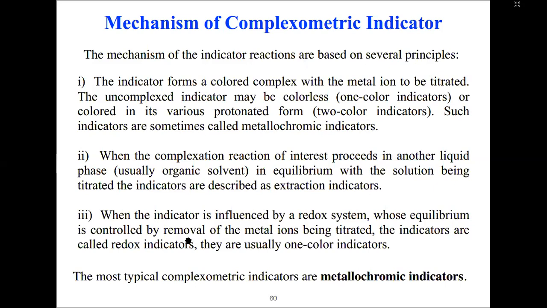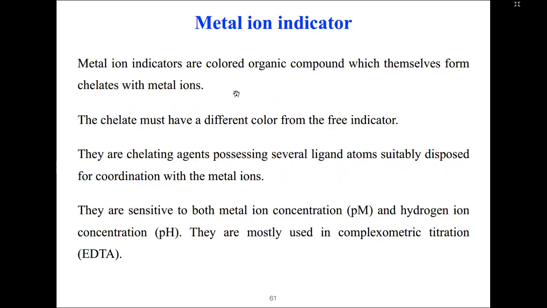So here we have shown three different mechanisms of how the complexometric indicator would work. The most common one is metallochromic, which forms a complex with the metal. So the indicator forms a complex with the metal to give color. The metallochromic indicator is also called a metal ion indicator. Why metal ion indicator? Because it can be used to determine the concentration of metal ion. Metal ion indicators are organic compounds which themselves form chelates with metal ions.